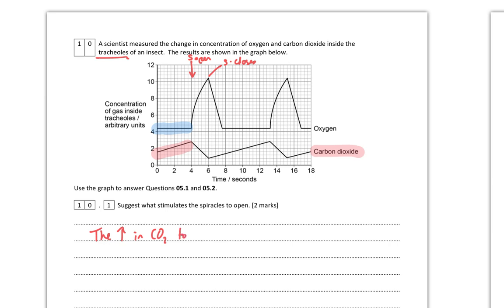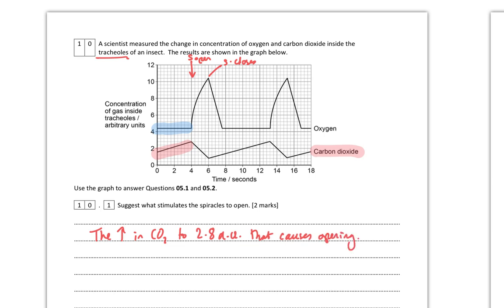And then let's take our value from it. So it's 2.8 arbitrary units. It's the increase in CO2 to 2.8 that causes opening.